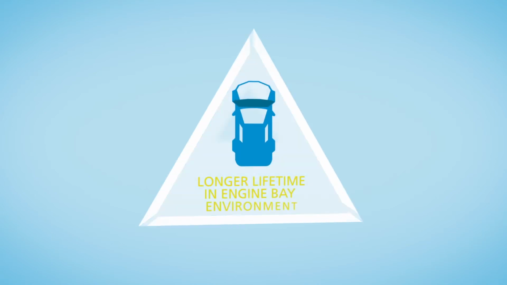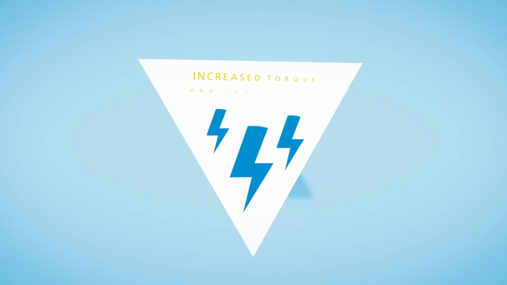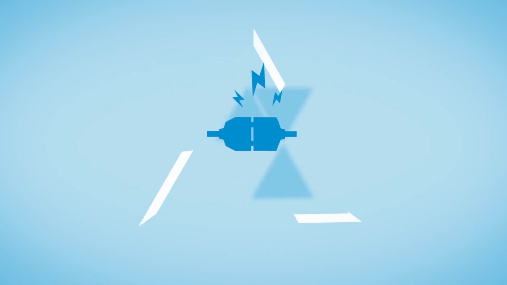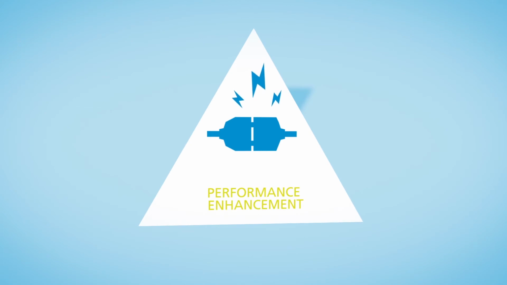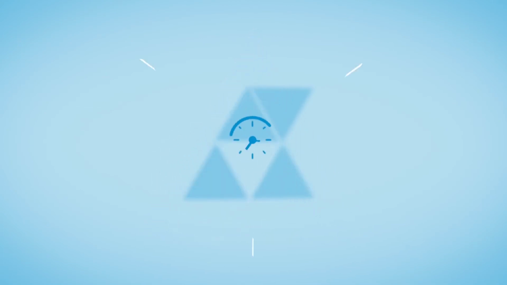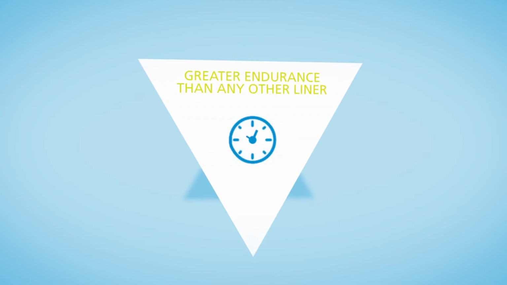Its reliability can achieve longer lifetime in the challenging engine bay environment. Its improved power density ratio increases torque and power output. APTIV enhances the electrical performance by numbers and outreaches the lifetime of any other liner.